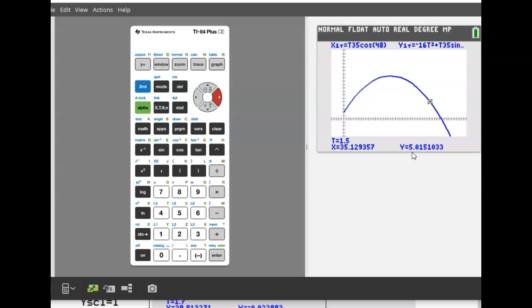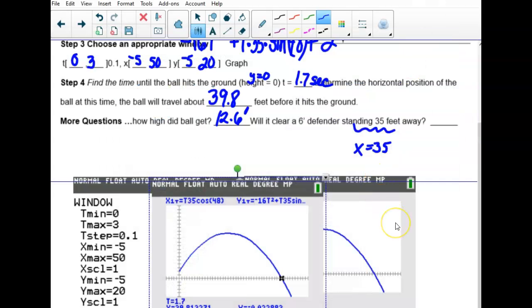Okay? You can put in hundredths of seconds to try to get closer to the value you want, but we'll worry about that more on another question. But right now, at 35 feet, the ball's about 5 feet in the air. So will it clear a 6-foot defender? No. I'm thinking it's going to hit him in the chest or the face or something, yes? Okay.